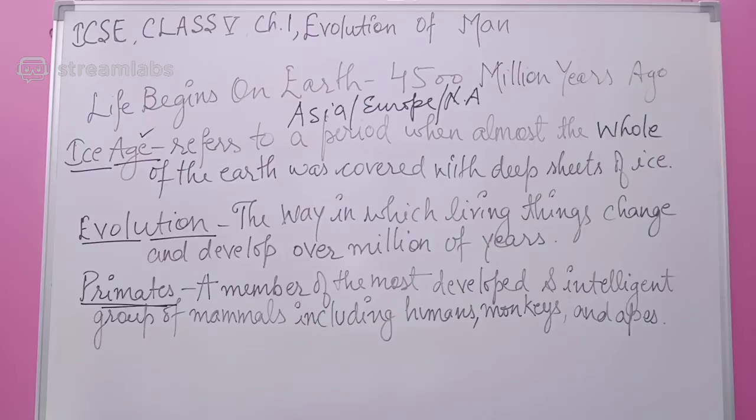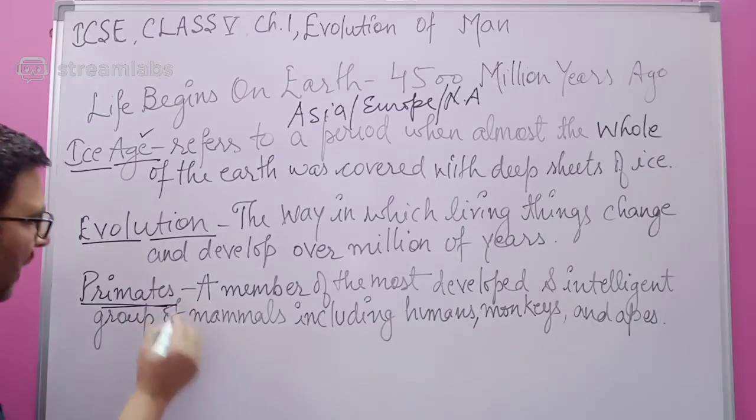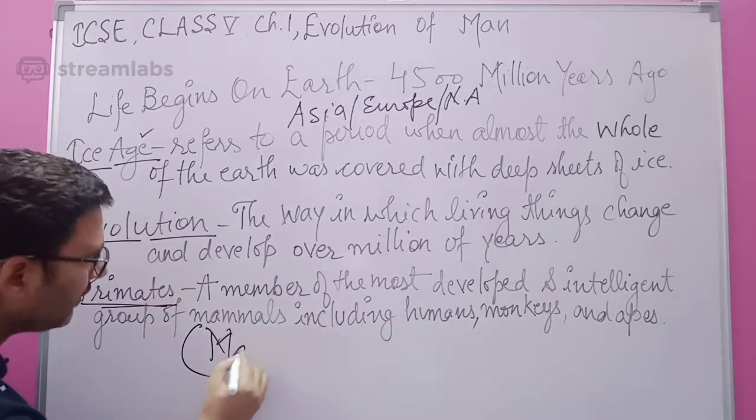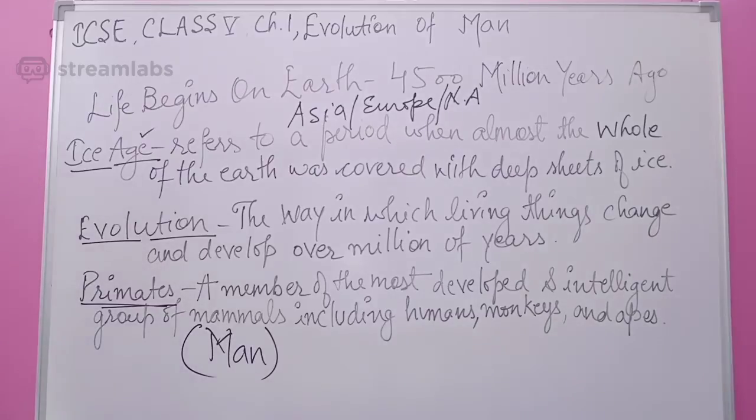So earlier, what was the condition? All these animals, apes and monkeys, were found. Later on, with the passage of time, you would have heard that gorillas and monkeys converted into human beings with time. Man belongs to the group of mammals. The example of primates is man, or human being.